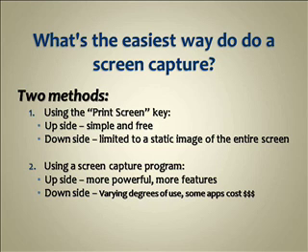Okay, let's consider a couple of different ways that we might go about doing a screen capture. The first way would be to simply use the print screen key, which is on a standard desktop keyboard. You'll find it in the upper right corner of the keyboard, and it's simply labeled print screen. And the way you do that would be to simply hit the print screen key, and that'll take a snapshot of whatever is on your computer desktop and put it onto the clipboard.